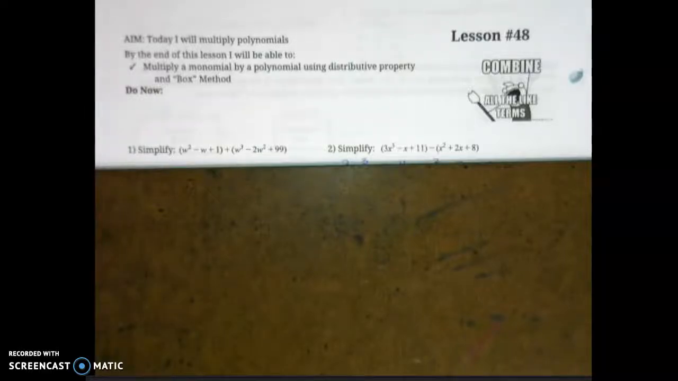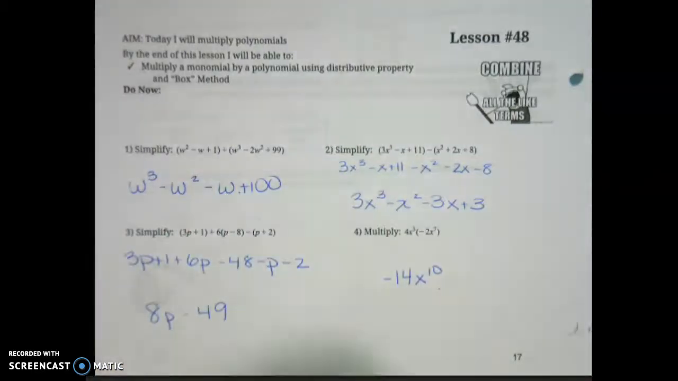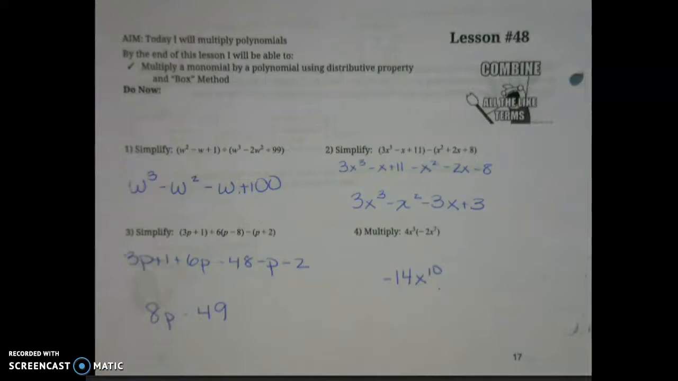Everyone, in this lesson we will be multiplying polynomials. If you are in Miss Drake's class, we're on page 17 and lesson number 48. So at this time, you're going to try the do now, pause the video, and then come back to check your answers. All right, here they are. Okay, once you check your answers, you can turn the page onto page 18.